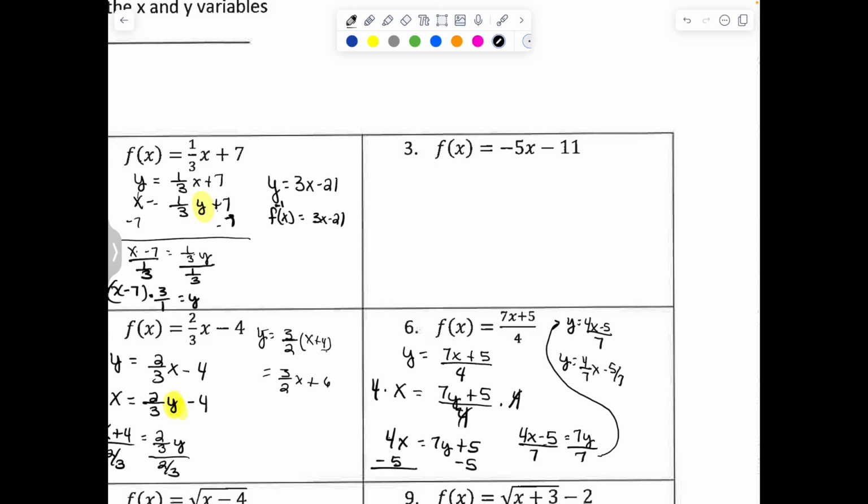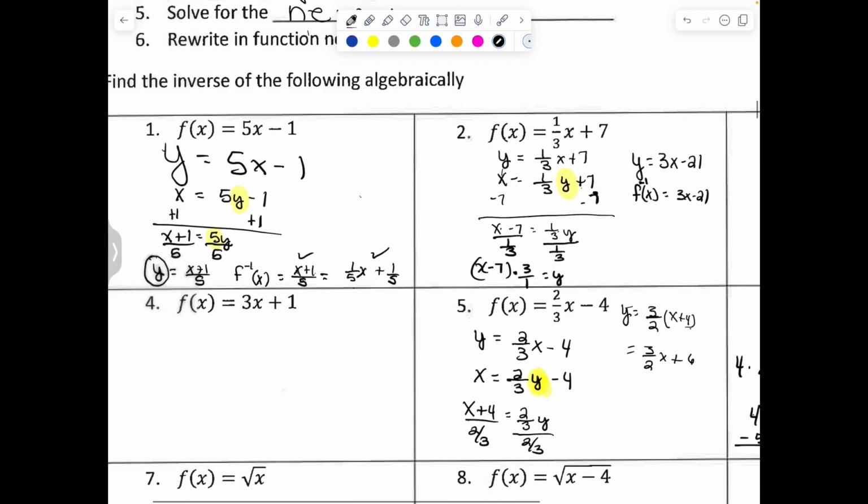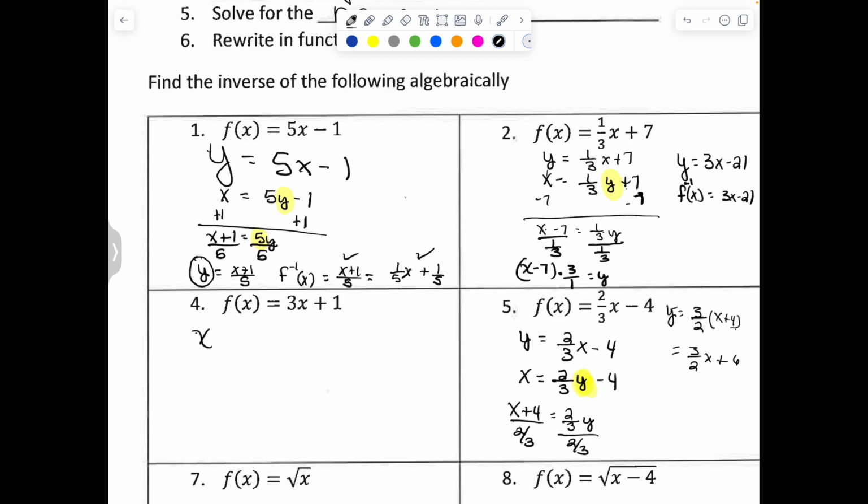All right, welcome back. And the answer for number 3 is going to be y is equal to x plus 11 over negative 5. But probably the way that would be written would be a negative on the outside and then x plus 11 over 5. And for the second one, you're going to get x minus 1 over 3 is equal to the inverse of x. Okie dokie. All right, that is so much for solving linear inverse problems. Come back and I'll show you how to do quadratic and square root functions.